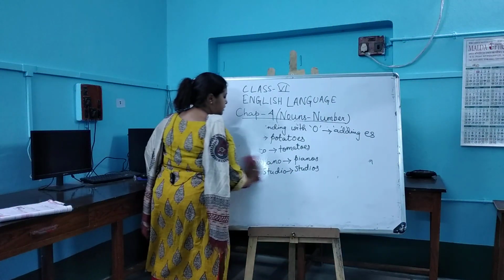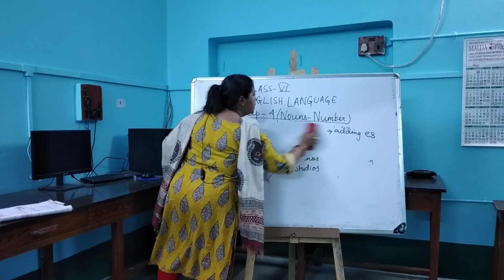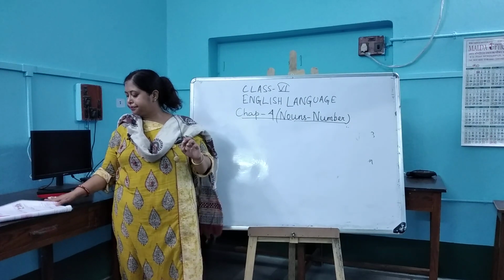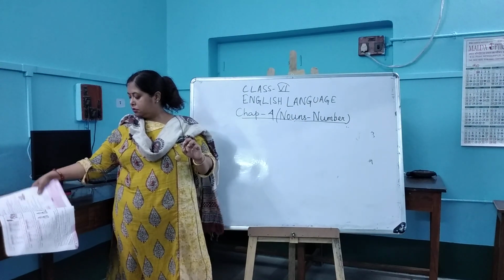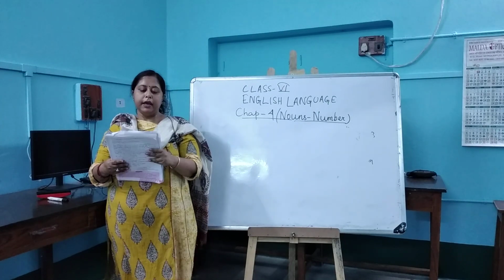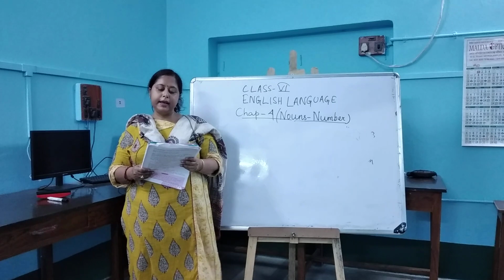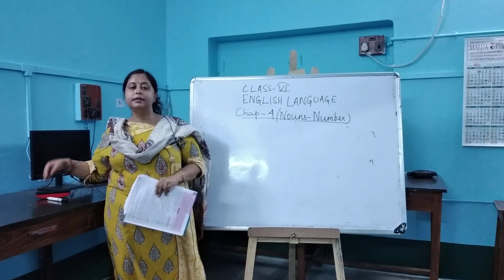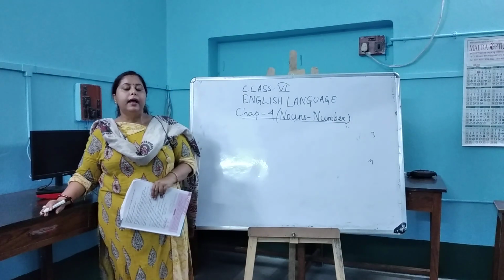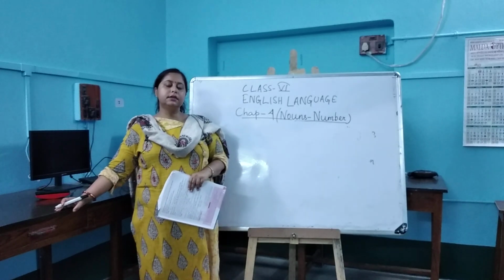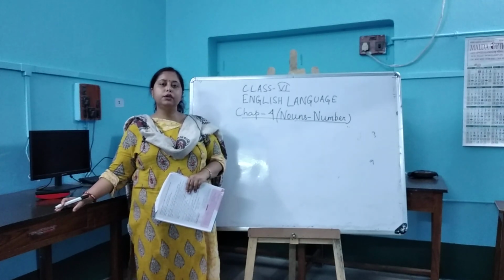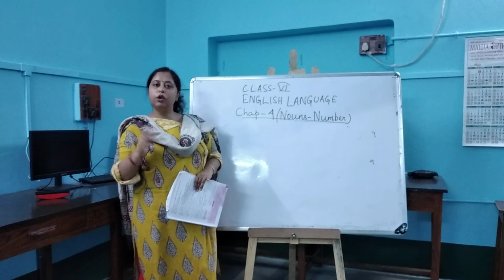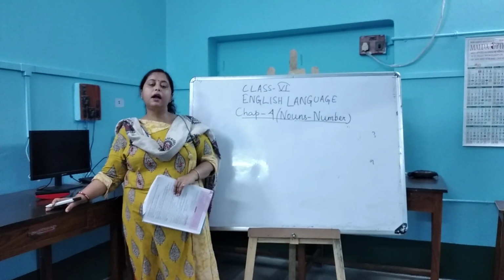Now we will come to the next form, how to change the words from singular to plural. Now the fourth form is: if a noun ends with y and the y has a consonant before it, its plural is formed by changing y into ies. Now you know what is a consonant? The alphabet letters except the vowels a, e, i, o, u. These five are not included. The rest of the letters of the alphabet are consonants.